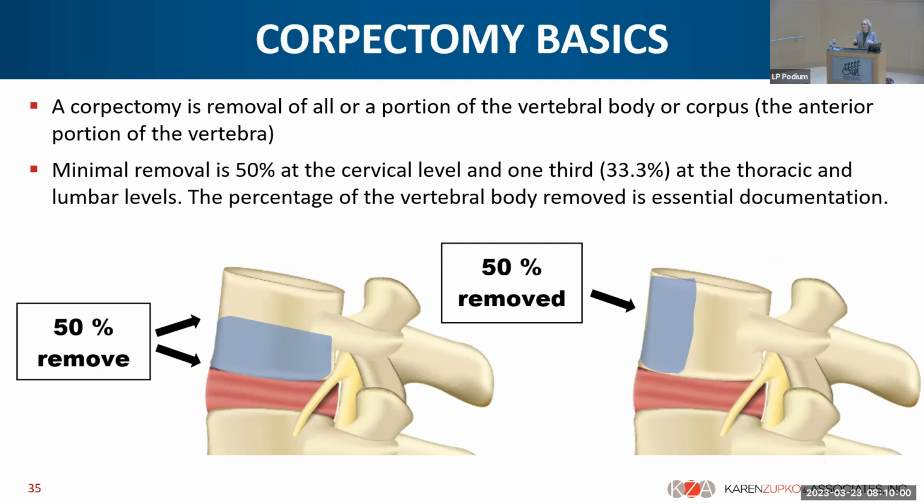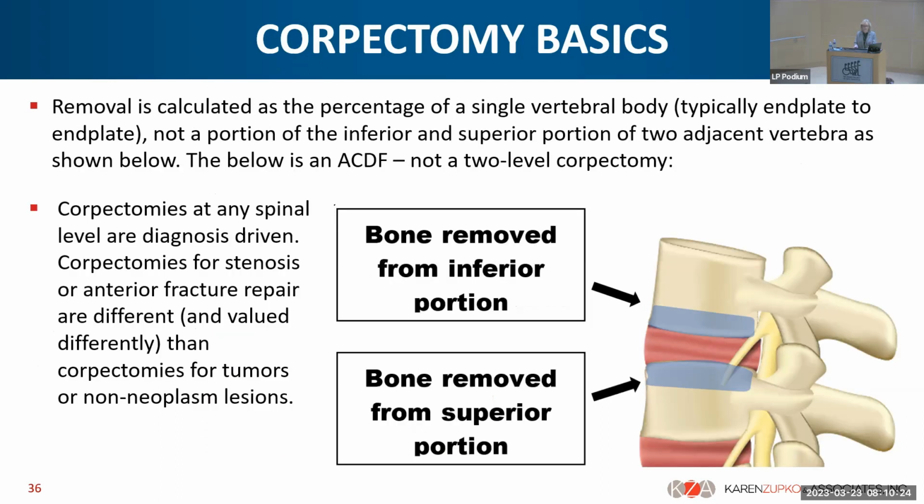And it's best to say, I took 100% of the vertebral body, because payers don't understand words like total or partial. They want it quantitated. So you should say I took 100% of the C6 body and then did the additional work. But it has to be end plate to end plate in that same vertebral body for which you are billing a corpectomy, not an ACDF. Okay.